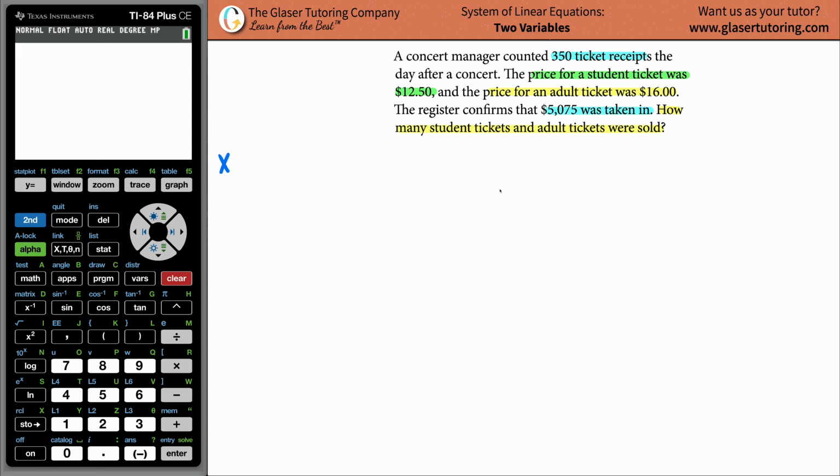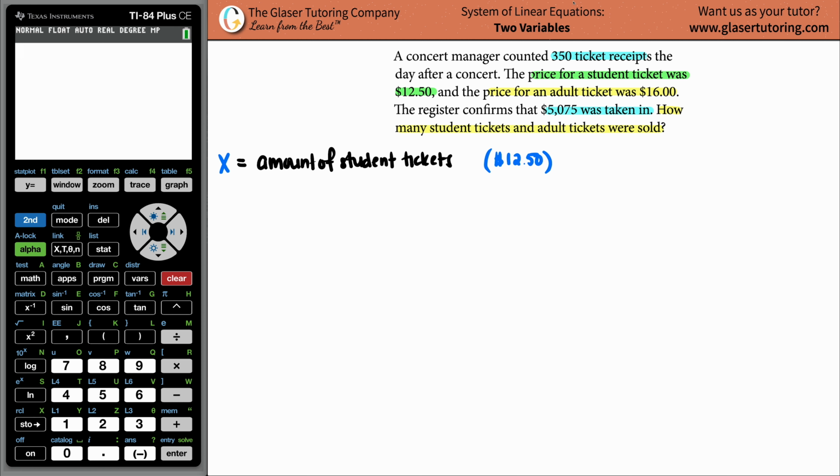So we're going to use X. And it doesn't really matter who you make the X value, right? Maybe since they said students first, let's say X is going to be the amount of student tickets that were sold. And also, they did give us a little bit more information about the student tickets, right? They said that the price of a student ticket was $12.50. So I just want to put everything here that for the student tickets, it was $12.50.